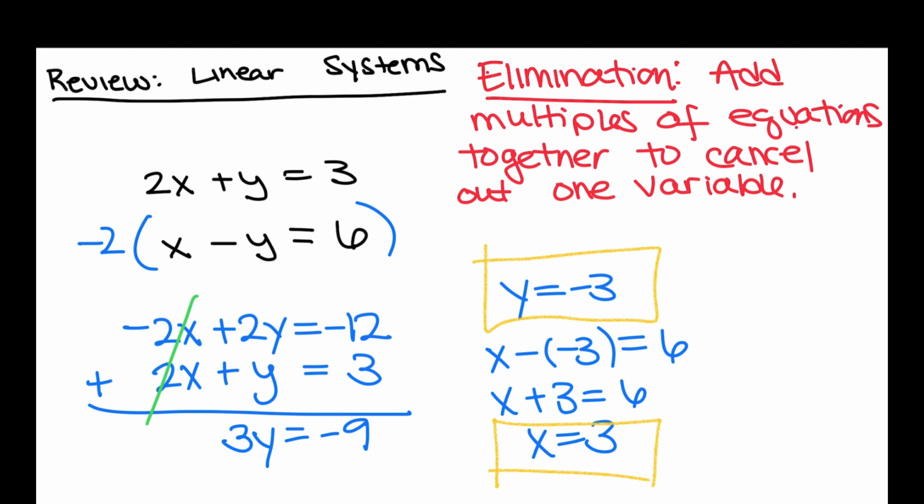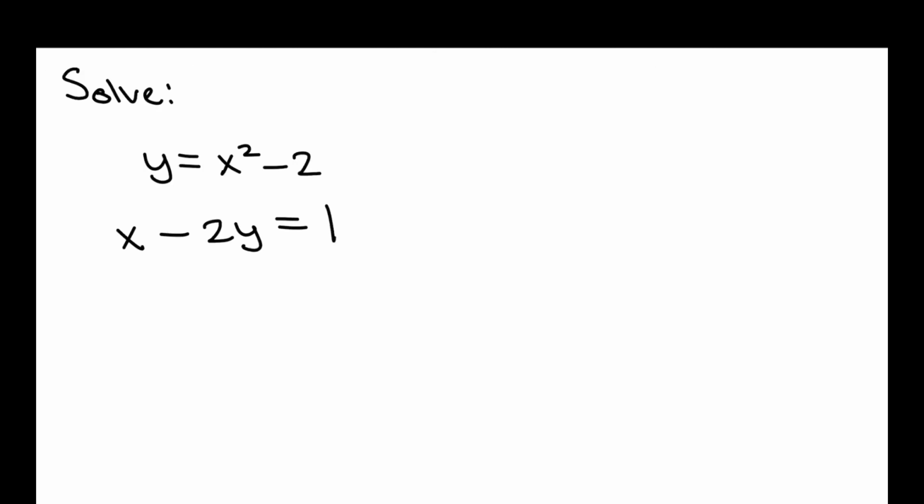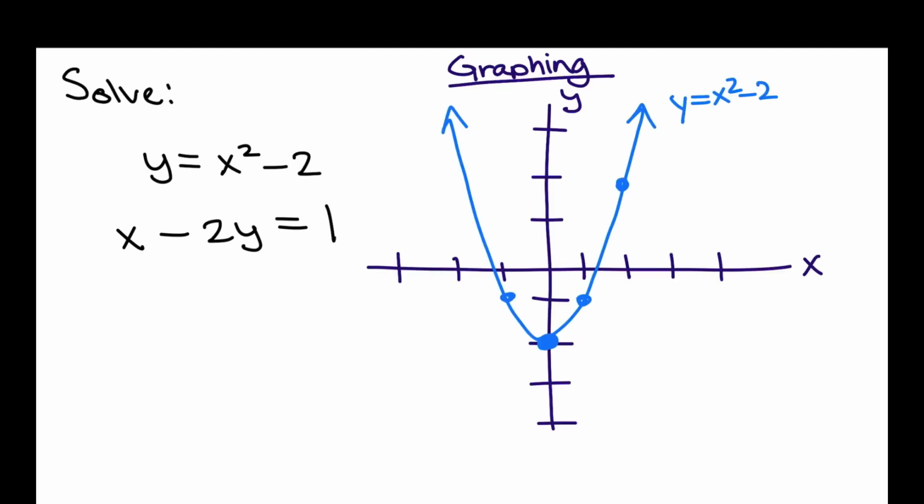Now I wanted to run through these three methods because what we're going to be focusing on in this video is solving nonlinear systems. And we can use the exact same three methods to attempt to solve nonlinear systems. So here's a nonlinear system, y equals x squared minus 2, x minus 2y equals 1. To solve, we want to find points that satisfy both of these equations.